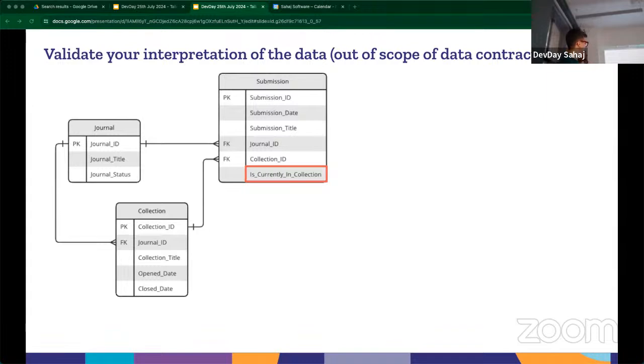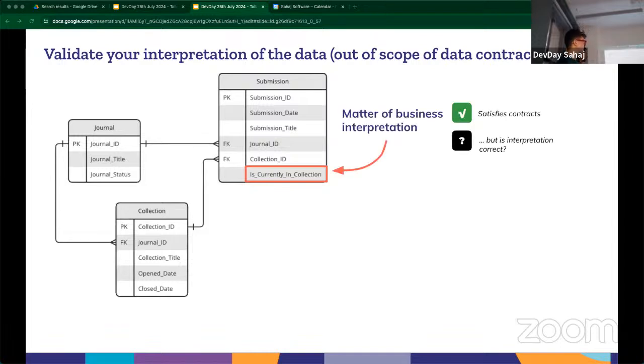Now that you've validated your data contract, it's time to validate your interpretation of the data. And this is something very different to what we think of in software engineering. So what do I mean by that? In this very simple data model, you can have a submission that has an attribute called is currently in collection. You can have a situation where this is actually a matter of interpretation. What do I mean by that? Well, you can have that field satisfy all your data contracts.